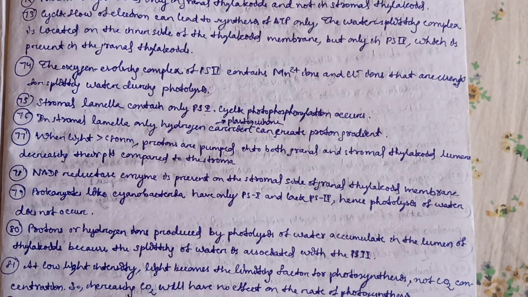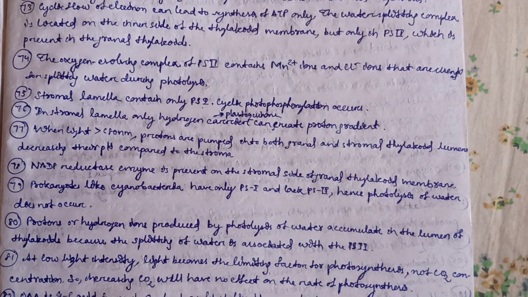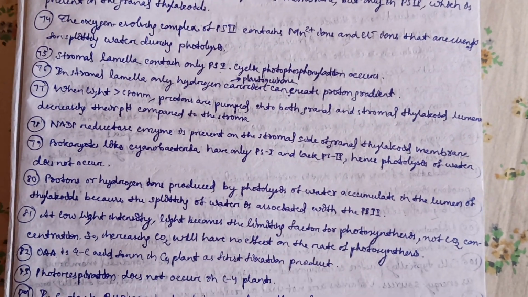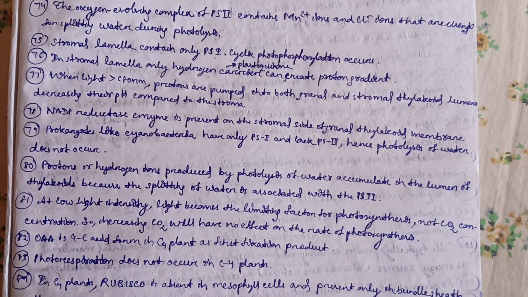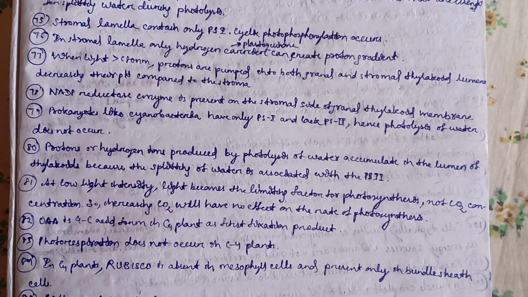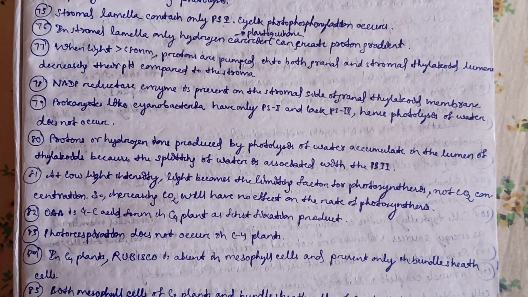Prokaryotes like cyanobacteria have only photosystem 1 and lack photosystem 2, hence photolysis of water does not occur. Protons or hydrogen ions produced by photolysis of water accumulate in the lumen of the thylakoid because the splitting of water is associated with photosystem 2.